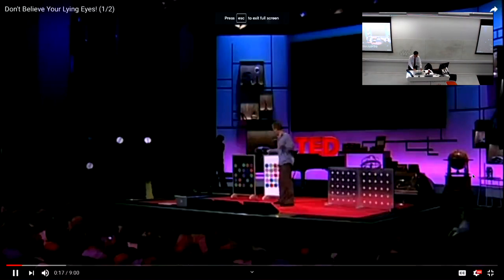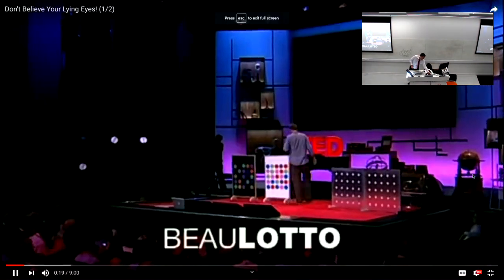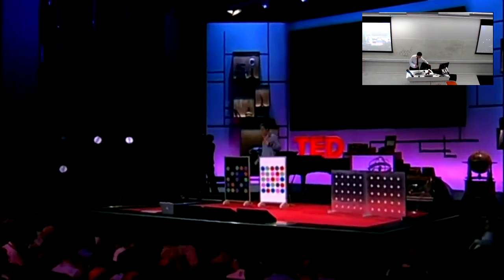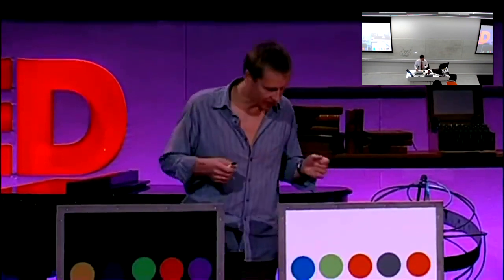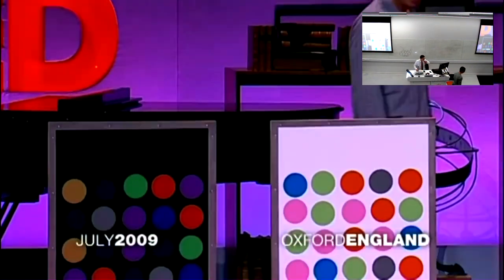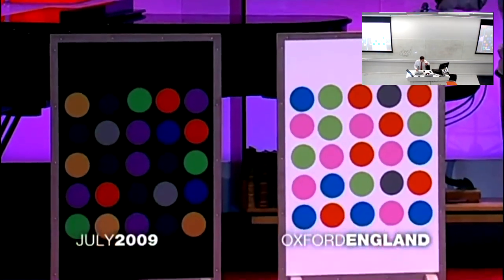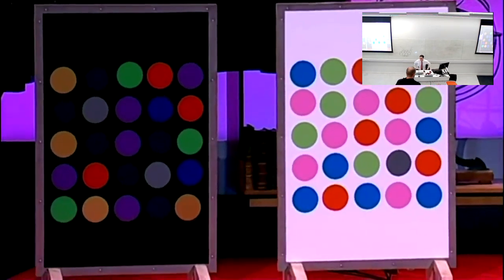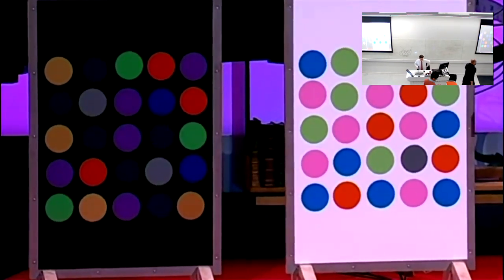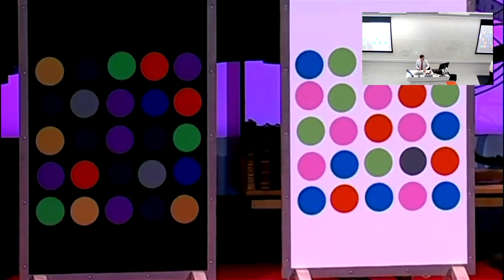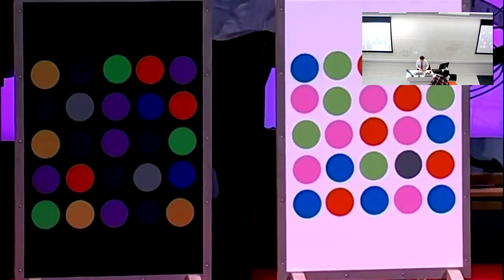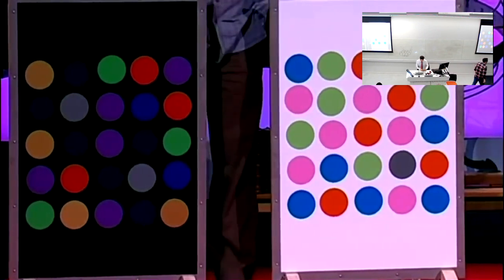I want to start with a game. And to win this game, all you have to do is see the... All right. So we have two panels here of colored dots. And one of those dots is the same in the two panels. And you have to tell me which one. Now I'll narrow it down to the gray one, the green one, and the orange one.